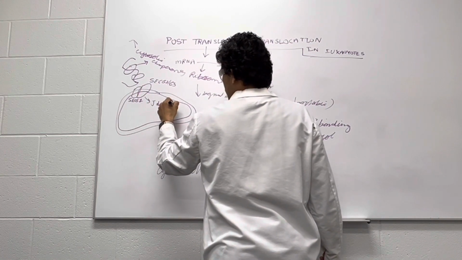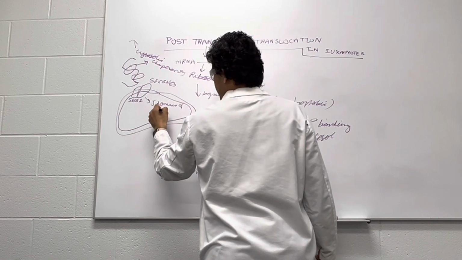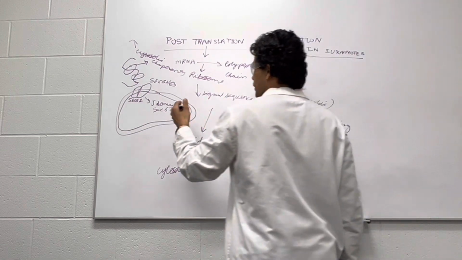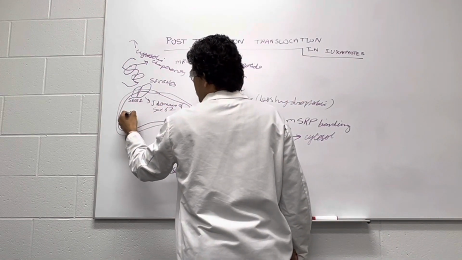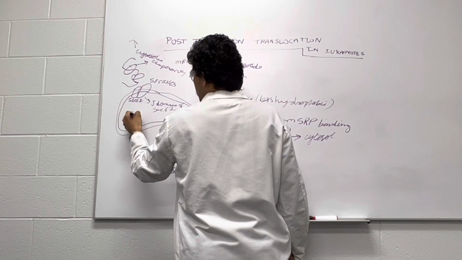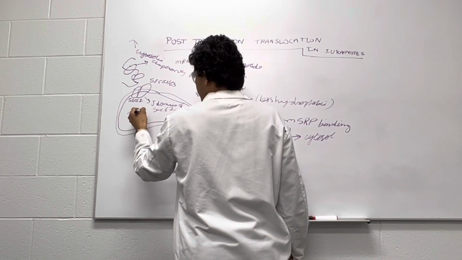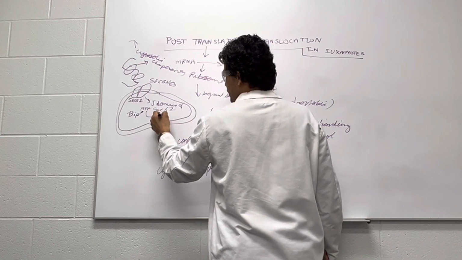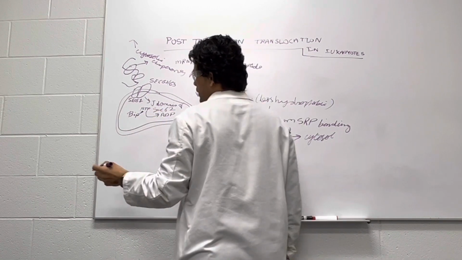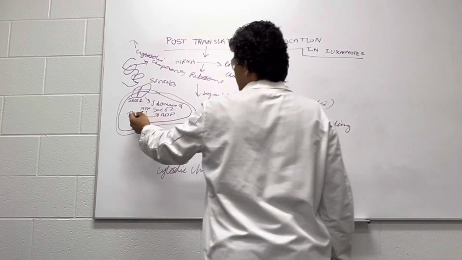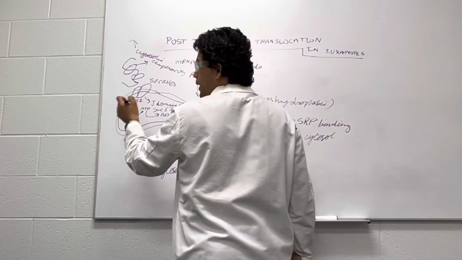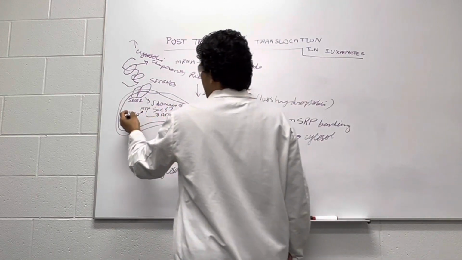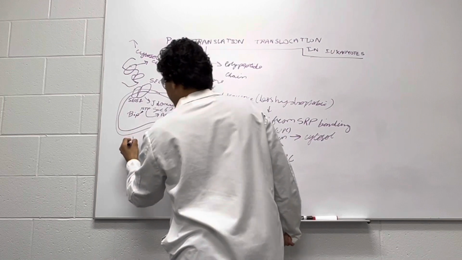The J domain of SEC62 helps in hydrolysis of ATP that is bound to BIP, so the ATP is hydrolyzed to ADP. So what happens is that the ADP-bound BIP binds to this polypeptide chain.